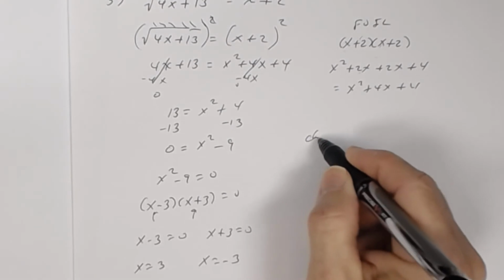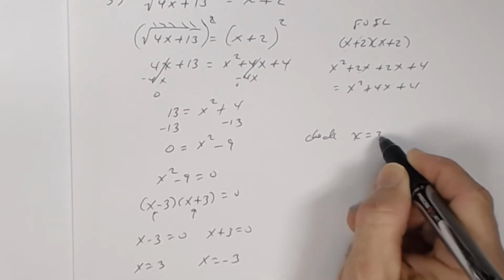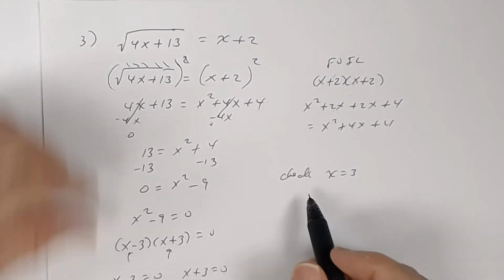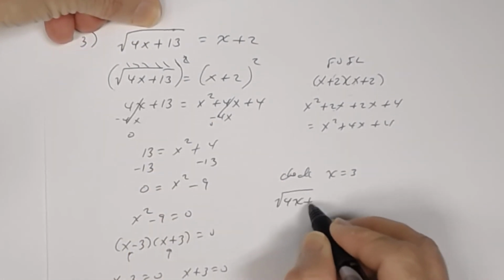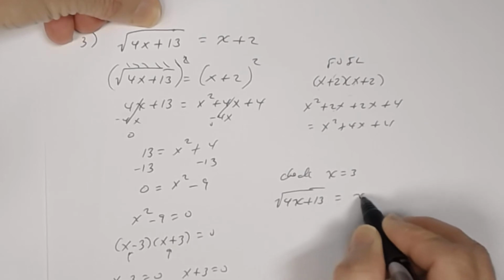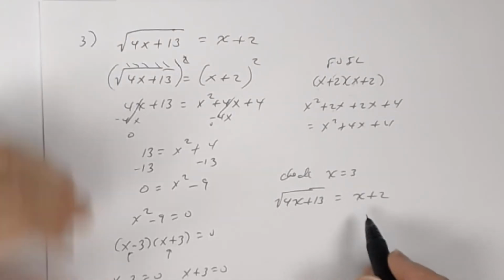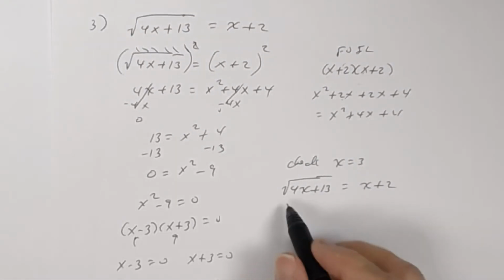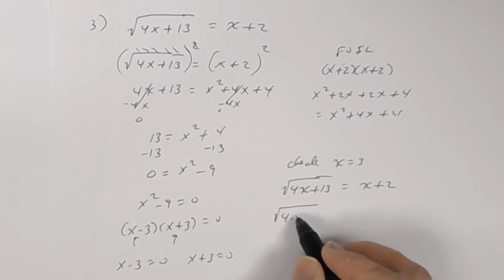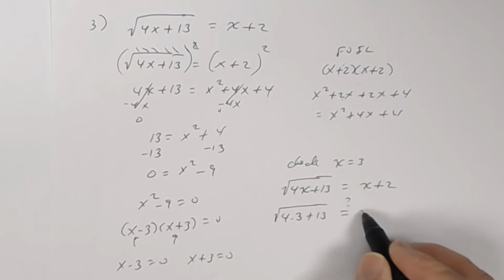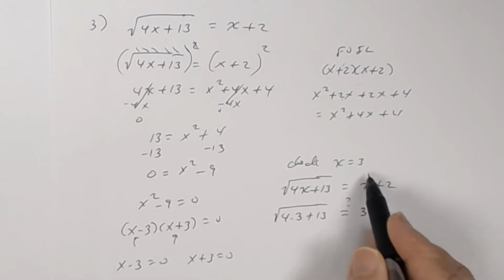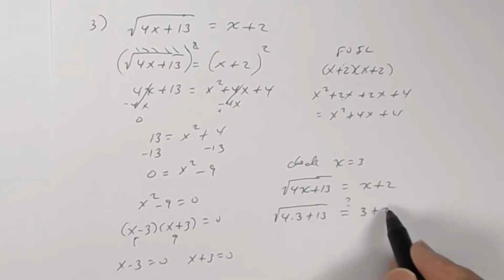So let's check x equal 3 first. So we go back to the original problem, which is the square root of 4x plus 13 is equal to x plus 2. And so in place of x, I'm going to substitute 3. So I get the square root of 4 times 3 plus 13. And I want to see if that's going to equal 3 plus 2. Because remember, we're saying x is 3, so 3 plus 2.